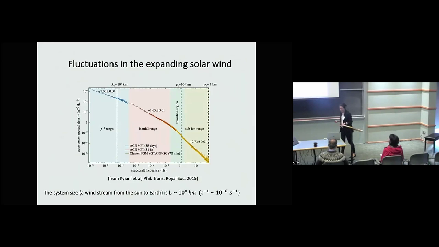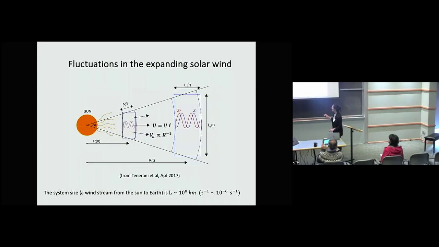The other thing I wanted to add here is that this is the spectrum that you measure at 1 astronomical unit. And actually, all of this bunch of fluctuations have evolved from close to the sun all the way there. And so there is another time scale here, which is the expansion rate, that needs to be part of the picture as well. And so one of the threads of this talk is exactly to highlight the role of the expansion of the solar wind on the evolution of fluctuations.